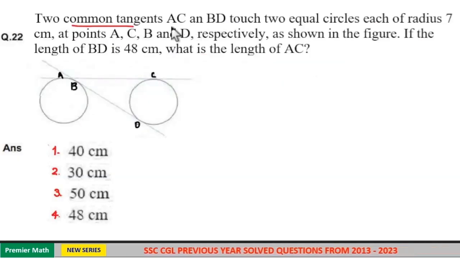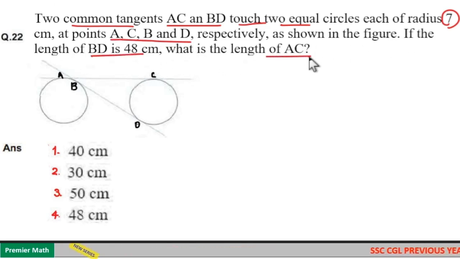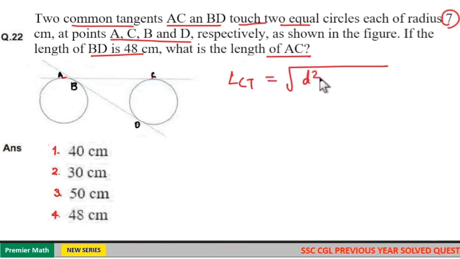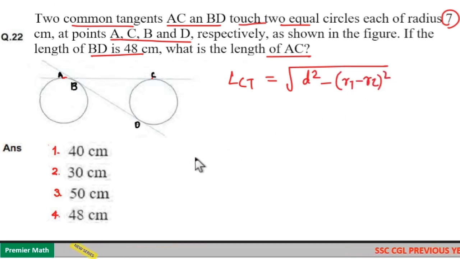Two common tangents AC and BD touch two equal circles each of radius 7 cm at points A, C, B and D respectively as shown in the figure. If the length of BD is 48 cm, what is the length of AC? So here we have to find out the length of common tangent. Length of common tangent is equal to, formula is square root of d square minus (r1 minus r2) the whole square.